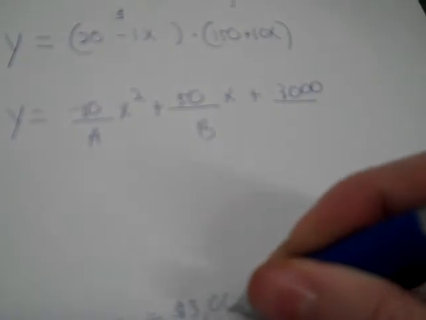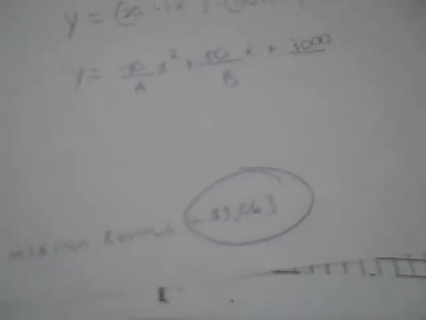So negative 10 from here, parentheses 2.5 to the second power, plus 50, parentheses 2.5, plus 3,000. Okay, I got 3,062.5. Okay, so I'm going to say 3,063. Okay, and that's your max revenue. So 3,063. Okay, so any maximum we set up that way. Okay, next one.